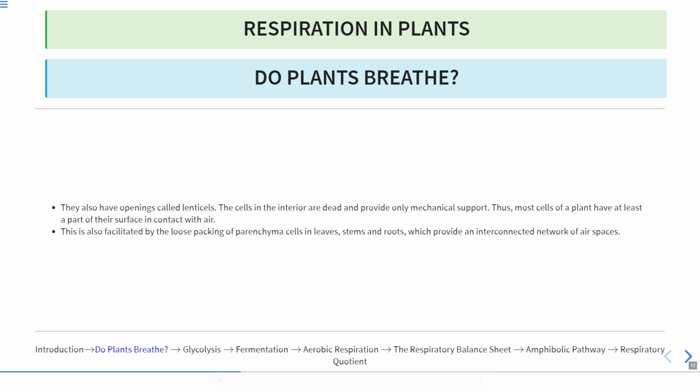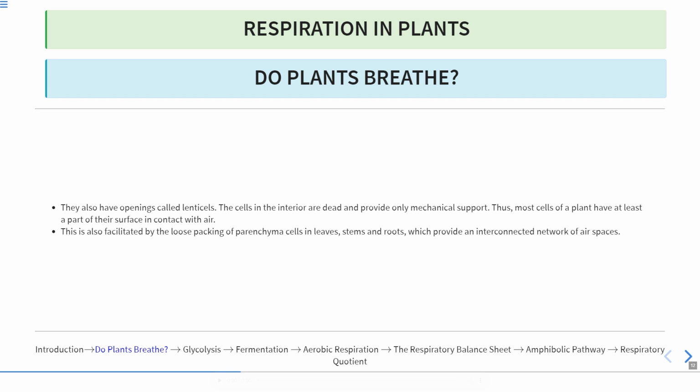So thus most plants have at least a part of their surface in contact with the air. The amount of air, meaning oxygen, that is required gets fulfilled by the stomata and also the lenticels. So there is not much requirement beyond this gaseous exchange. Whatever gaseous exchange occurs with the help of stomata or lenticels is sufficient for them. And the process of photosynthesis also releases oxygen. So when there is a requirement of oxygen, that oxygen can be used for the process of respiration also.